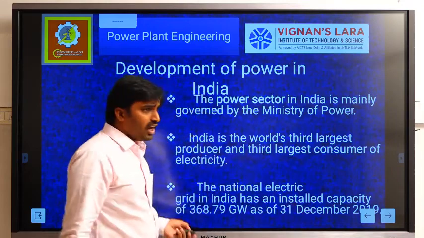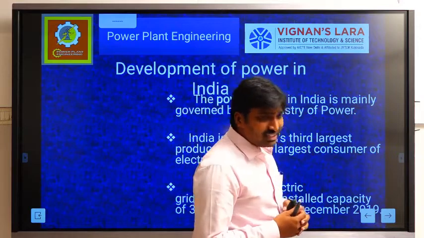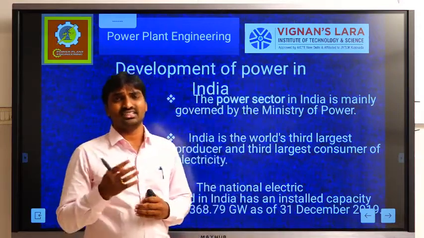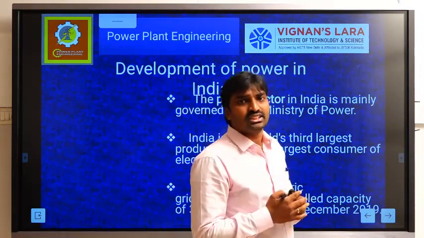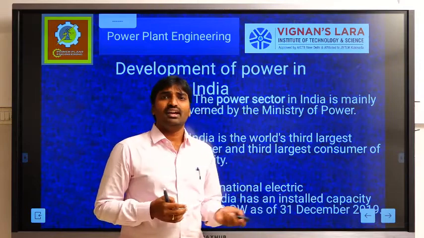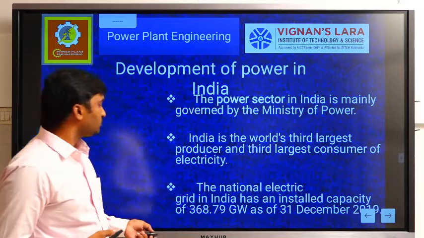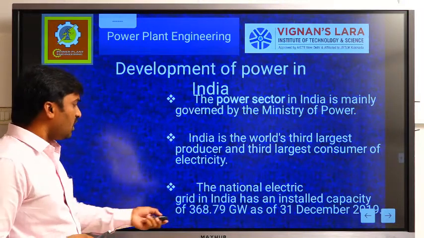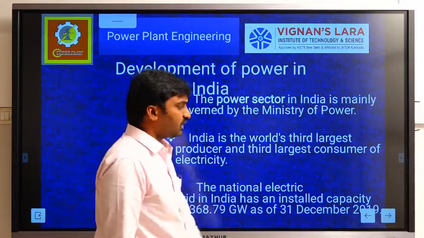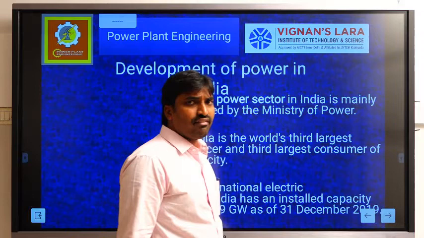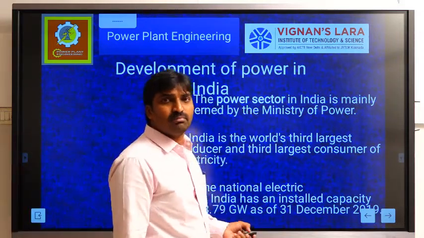And what about the power producing status of India? India is the third largest country in the world for producing electricity. At the same time, it is the third largest country for consuming electrical power. That means we are also a developing country. And what is the maximum installed capacity of electricity up to now? As per calculations of 31st December 2019, India has a capacity of 368.79 gigawatts of power generation units.